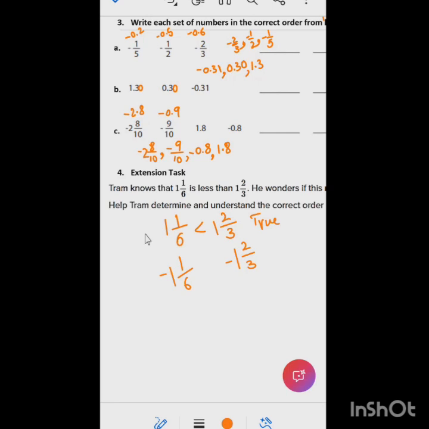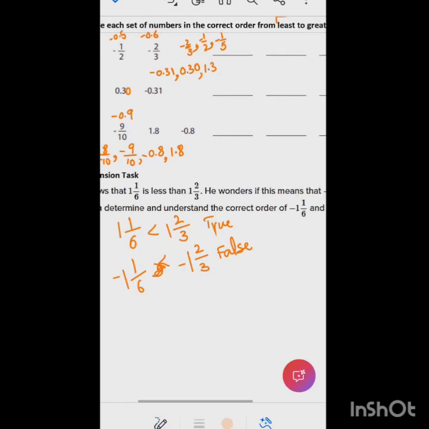No, ma'am. So why not? Ma'am, because in the minus, the bigger the value, the smaller it will be. That's right. Now it is not true. Earlier we said 1 whole 2 by 3 is bigger, but now because there is a negative sign on both sides, it is not bigger.